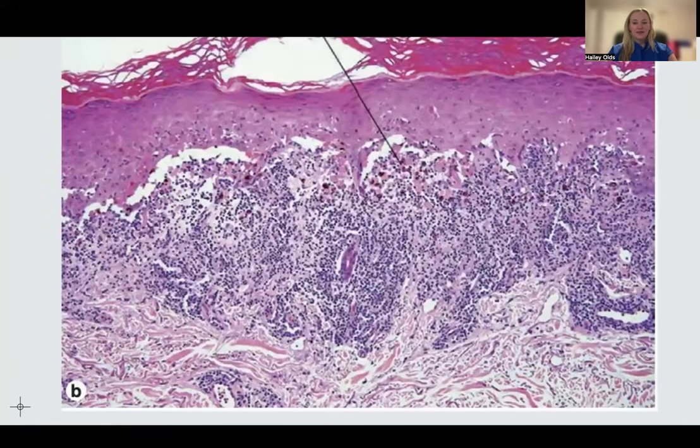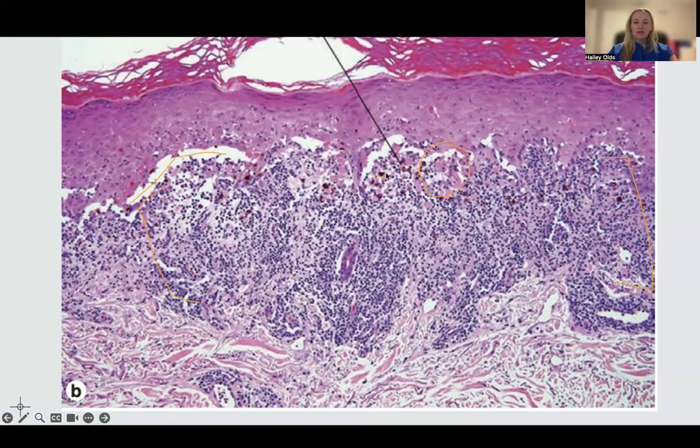Okay, this is the last one. So, things to note here. This is all lymphocytes. You can almost say it's like a band like infiltrate, and it's right at the border between the dermis and the epidermis, and it's destroying the bottom or the basal cell layer of the epidermis.